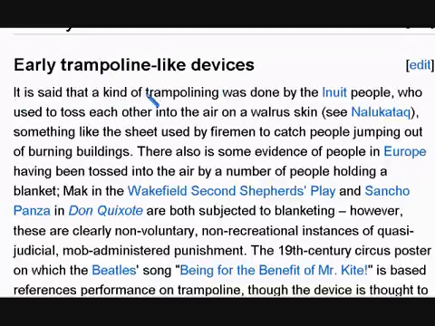It is said that a kind of trampolining was done by the Inuit people who used to toss each other into the air on a walrus skin. Something like the sheet used by firemen to catch people jumping out of burning buildings. There is also some evidence of people in Europe having been tossed into the air by a number of people holding a blanket.